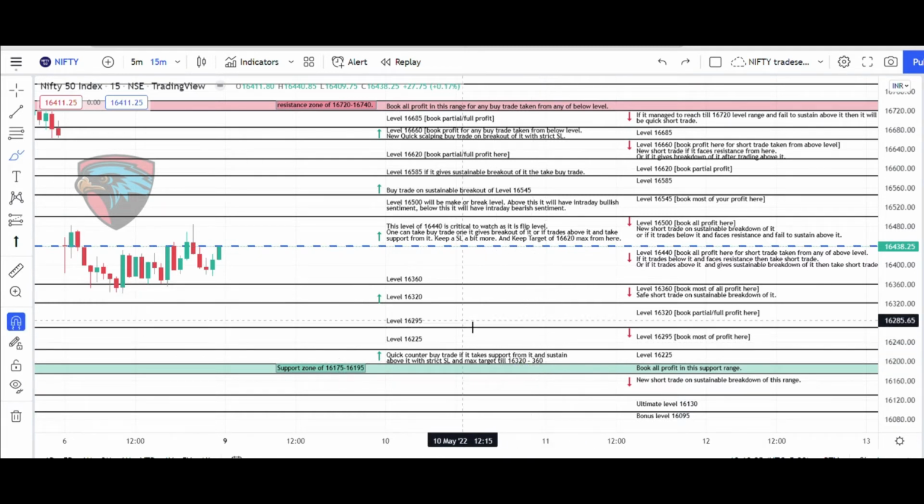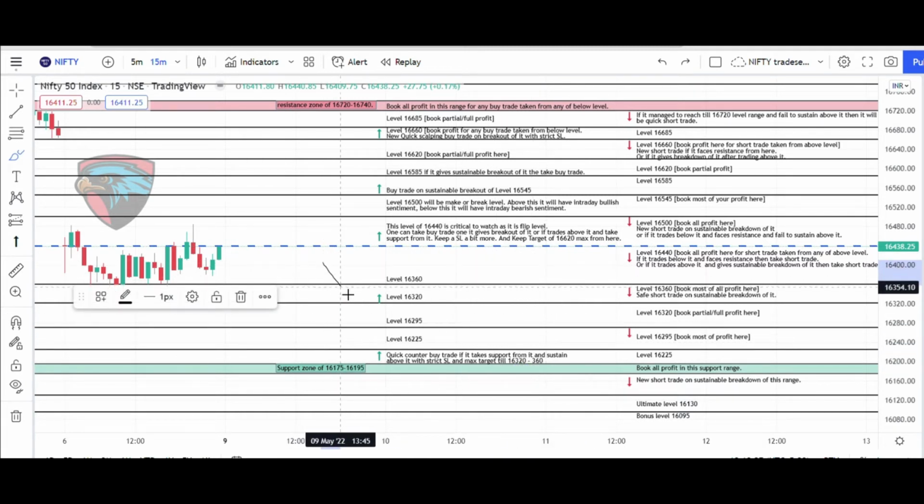And I will not be preferring to take any buy trade even if it is coming here and going up. So as a safe trader, I am avoiding taking any buy trade if it is taking support and bouncing, because at 440 it will be rejecting.